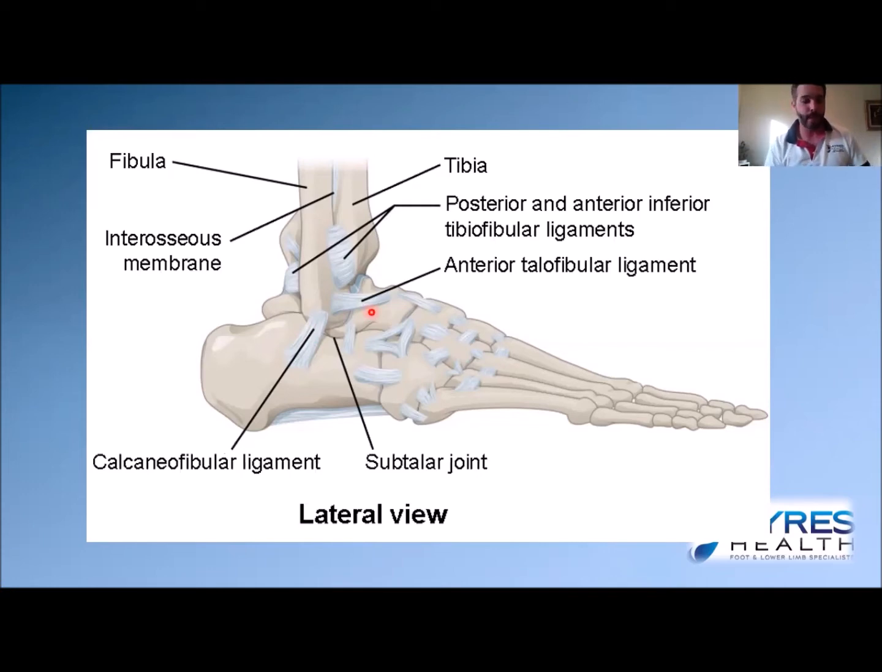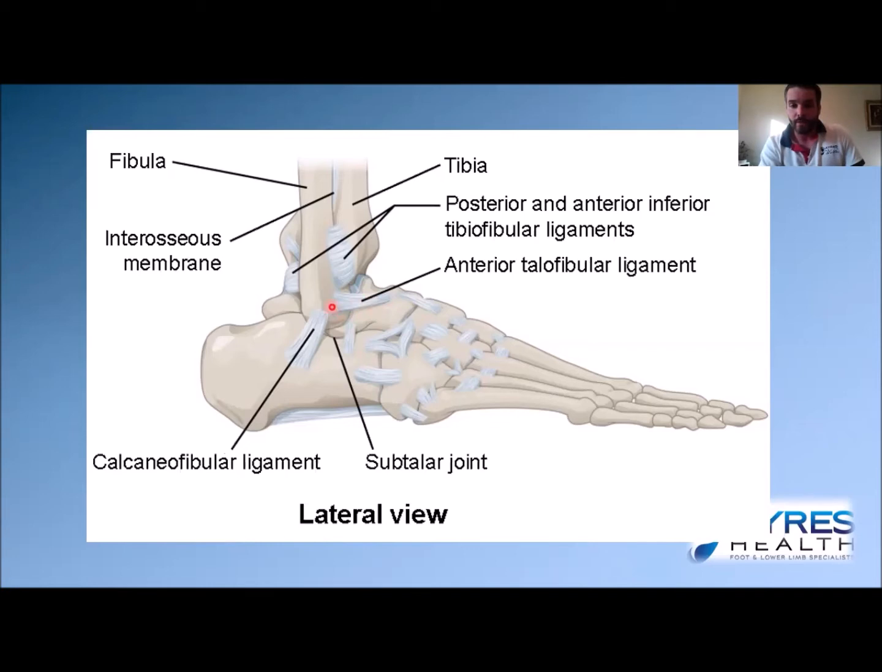Now, quite often, people think of ligaments as being just little bits of stringy rope that hold the joint together. That is true. That's their job. They basically hold bone to bone and stop joints from sliding apart. But they're also quite a complex organ in their own right. These ligaments, as well as holding the joint together and adding stability to the ankle joint, they also have receptors in them as well, which detect stretch.